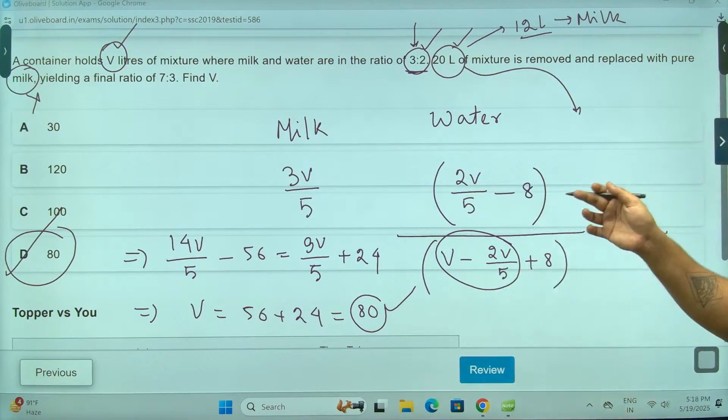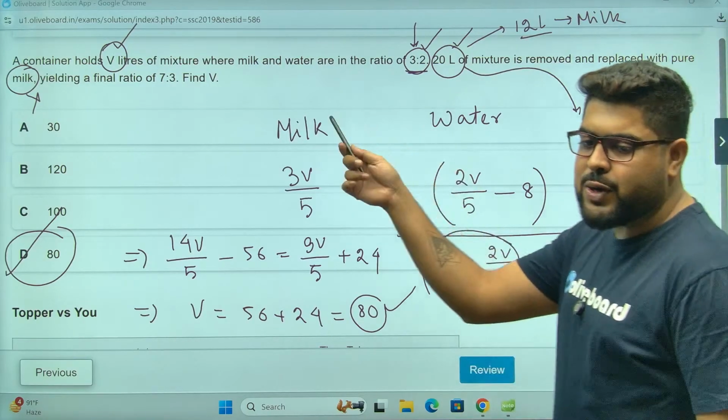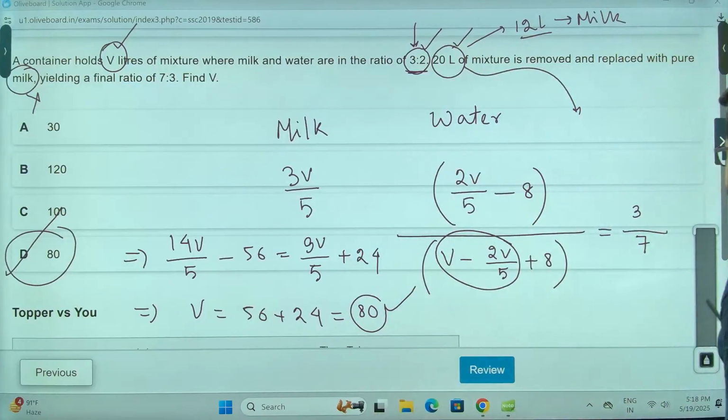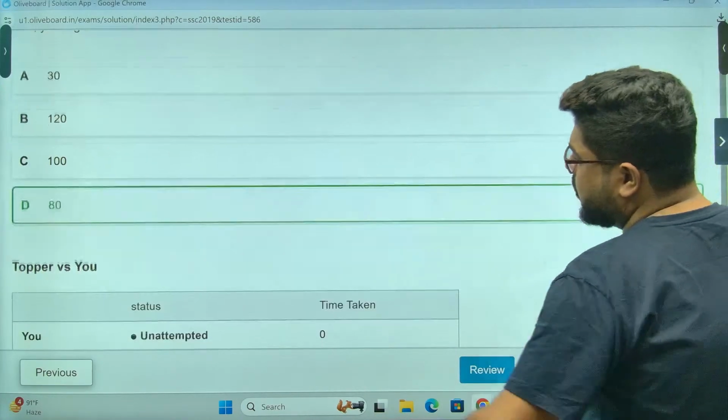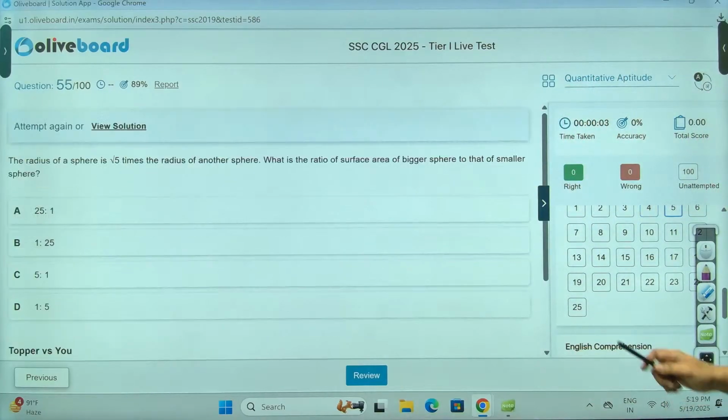And I hope this is absolutely clear. And the shortcut, the cross multiplication method, if you have a grip on that, go like this. If you have not, then better you go like this. This is more conceptual.